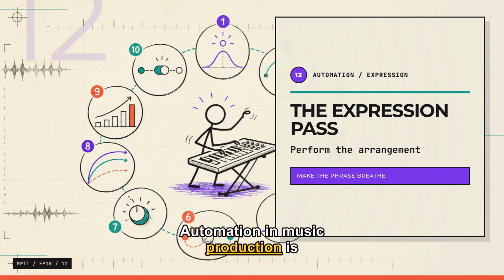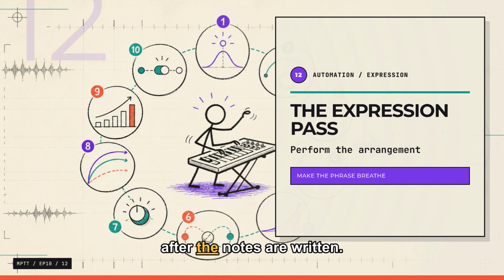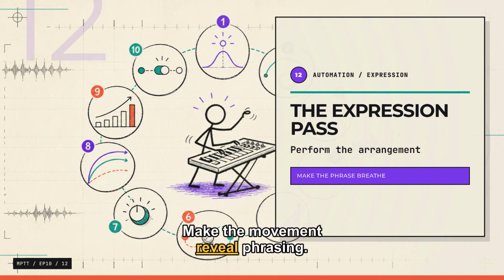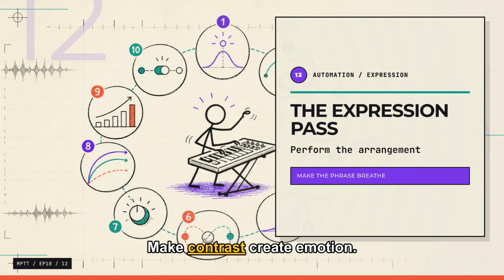Automation in music production is how you perform the arrangement after the notes are written. Make the movement reveal phrasing. Make contrast, create emotion. Let the computer repeat the notes, but give the song a reason to breathe.